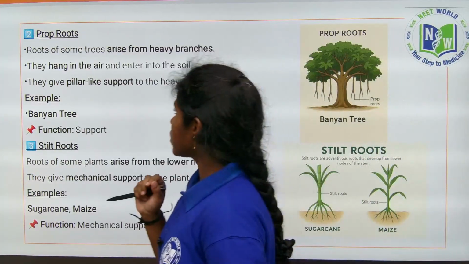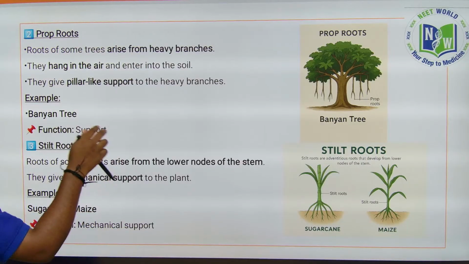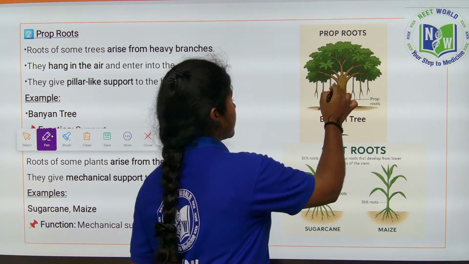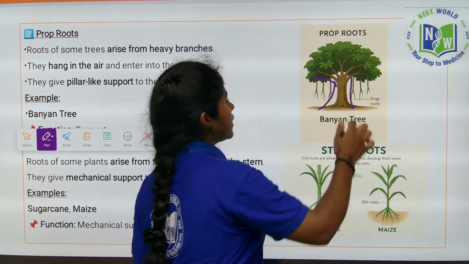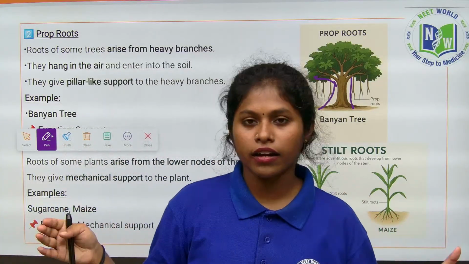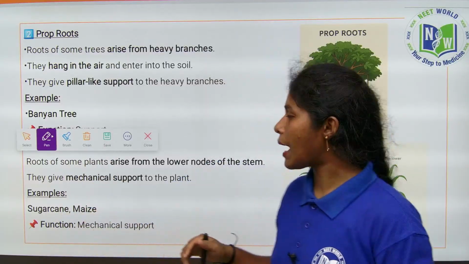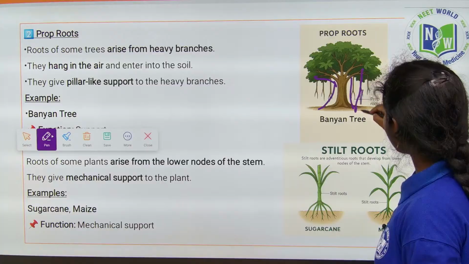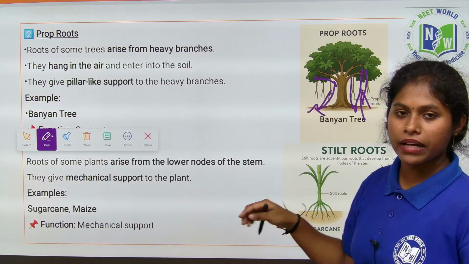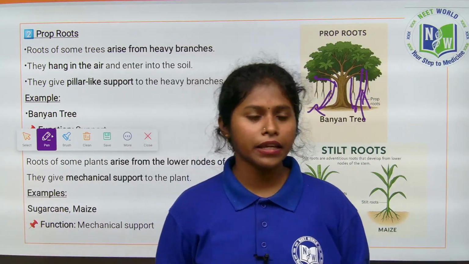What are prop roots? Roots of some trees arise from heavy branches. See, the banyan tree is a good example. Here see the banyan tree, it is a very big tree, right? By increasing in size over the years, it cannot support itself. So what will happen? The aerial roots arise from the branches and they stick into the ground. By that, the plant can survive. The plant can withstand in many ways.